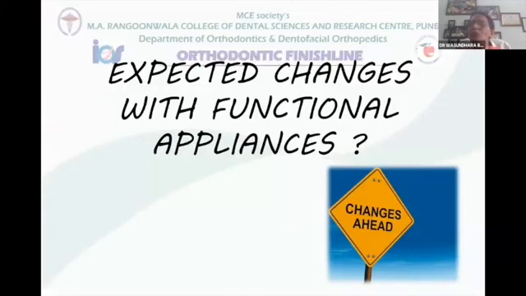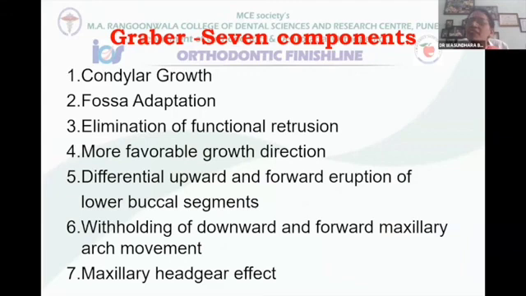Yes, so you now have the appliance tailor-made for your particular patient. You know the mode of action of that particular appliance. Where are the changes expected? The question will be, how does it work? Graber has given 7 components. It will work at the condyle, so condylar growth will be there. Fossa adaptation will be there. Elimination of functional retrusion will be there. More favorable growth direction will be there.